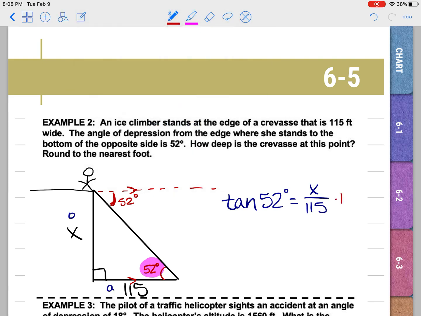115 is on the bottom. To cancel it out, we would multiply both sides by 115. So in the calculator, we would say 115 times the tangent of 52. Make sure again that your calculator is in degree mode and it wants to know to the nearest foot. And so if you plug that in to the nearest foot, you would get 147 feet.